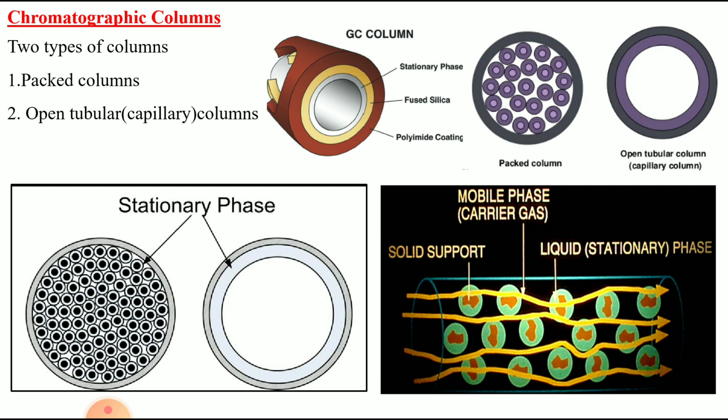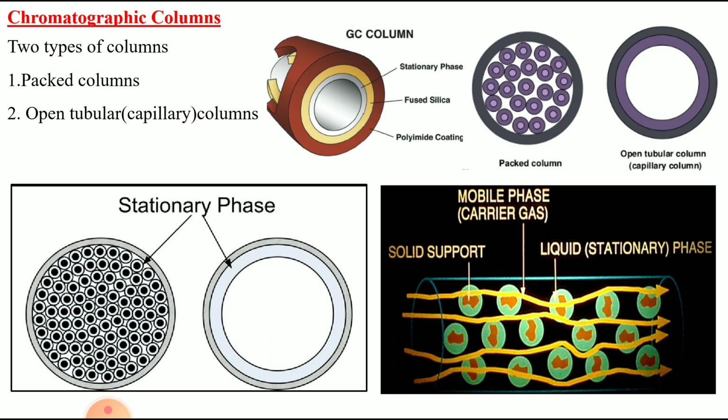In most cases, the stationary phase we are using in gas chromatography is liquid. In general, the liquid is first coated on a solid support. The solid support which is coated with the liquid phase is packed in the columns.